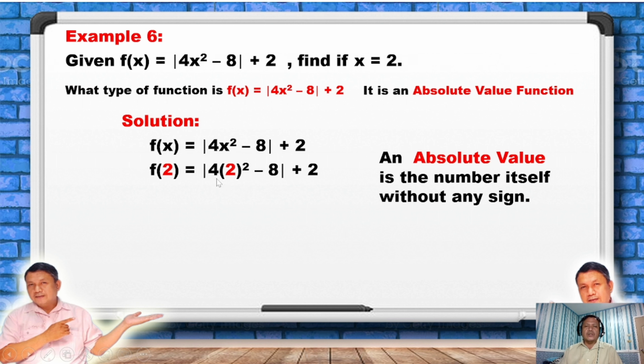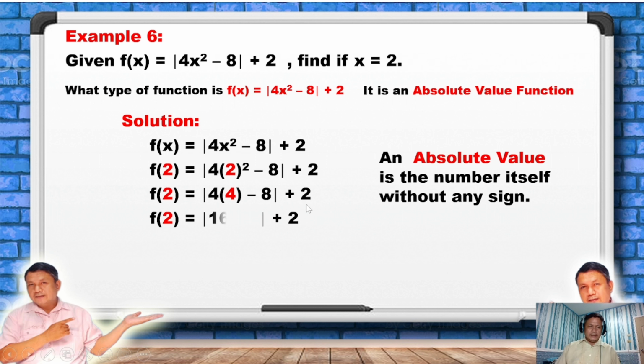So isisimplify muna po natin dyan yung expression inside the absolute value symbol. So, yung 2 times 2, yung multiplied by itself. Kaya magiging f of 2 is equal to, di ba, 2 times 2 is 4. Kaya 4 times 4 minus 8 plus 2. Okay, next. So, ang times po naman natin ay itong dalawa. So, 4 times 4, 16. Kaya lumabas po ito as f of 2 is equal to 16 minus 8 plus 2.